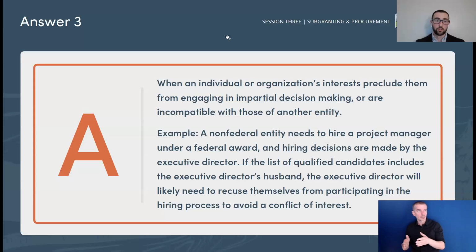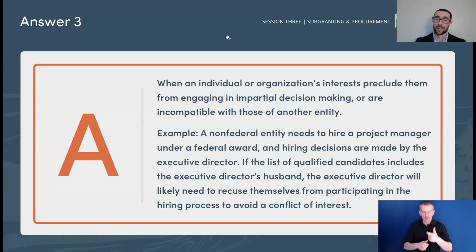So let's go through an example here. Let's say your organization needs to hire a project manager under a federal award, and the hiring decisions are made by the executive director. Now, if the list of qualified candidates includes the executive director's husband, then there's a good chance that there's a conflict of interest. The executive director is probably going to need to recuse themselves from the hiring process, maybe hand those responsibilities over to the board of directors to continue with the hiring process, because we want to avoid a conflict of interest.